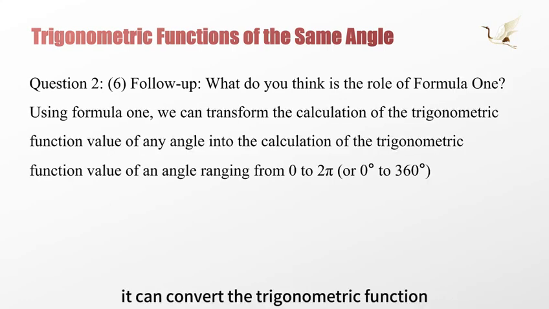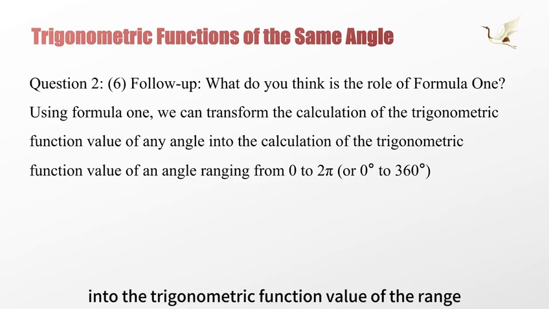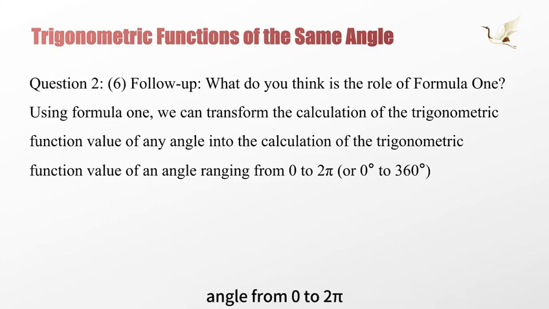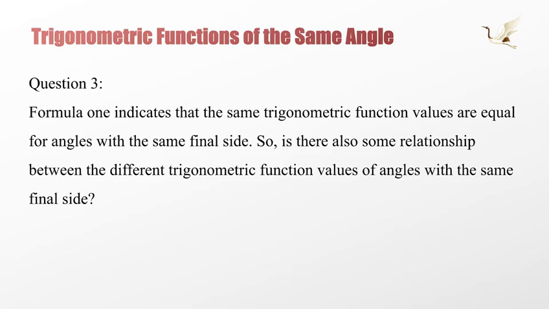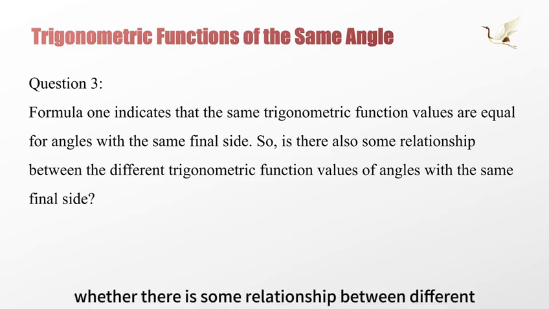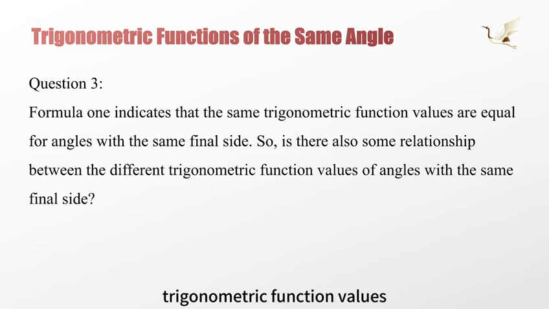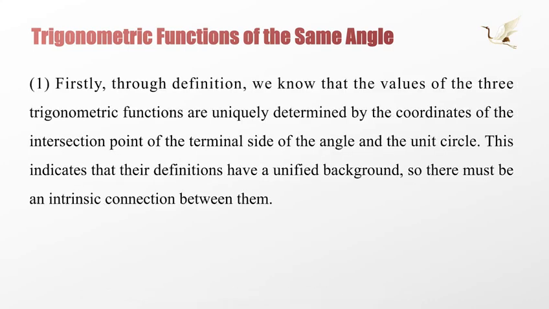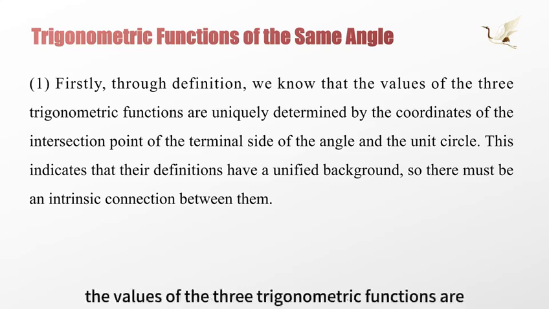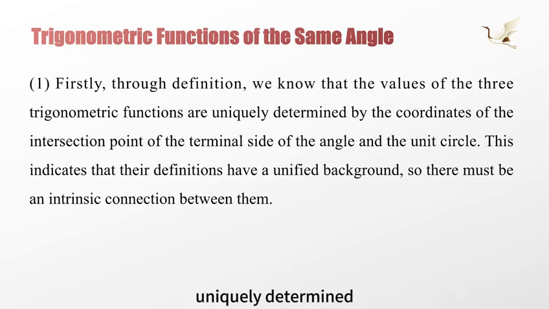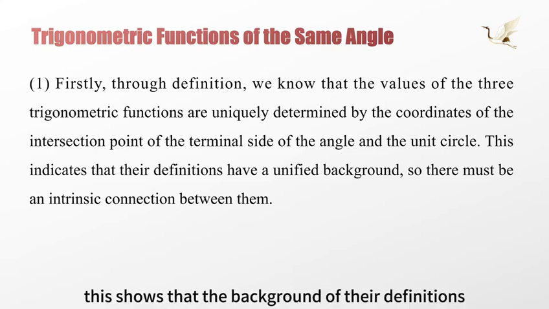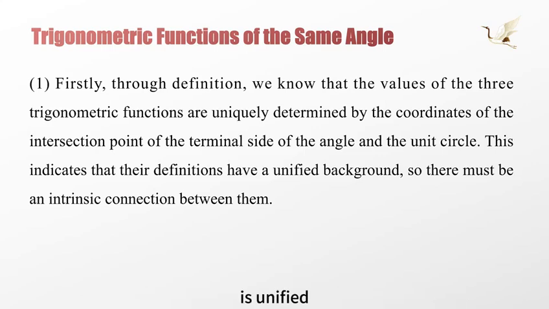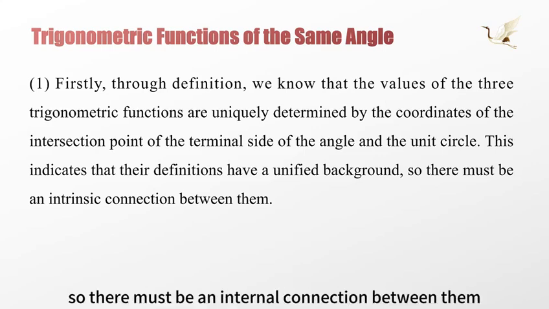It can convert the trigonometric function value of any angle into the trigonometric function value of an angle in the range from 0 to 2π. Okay, we have studied that the same trigonometric function values of angles with the same terminal edge are equal. So let's think about whether there is some relationship between different trigonometric function values of the same angle. First of all, we know that the values of the three trigonometric functions are uniquely determined by the coordinates of the intersection of the terminal edge of the angle and the unit circle. This shows that the background of their definitions is unified, so there must be an internal connection between them.